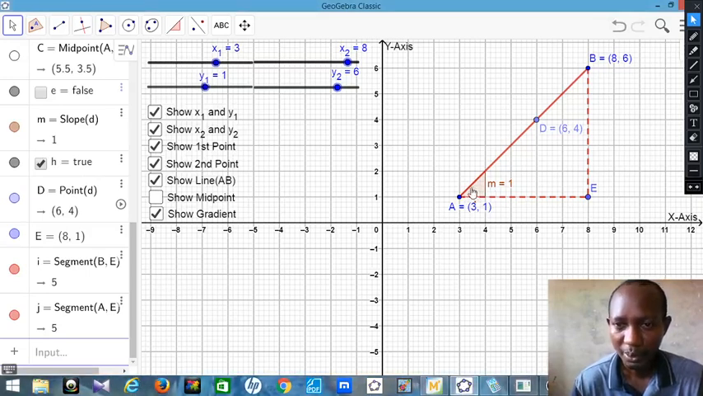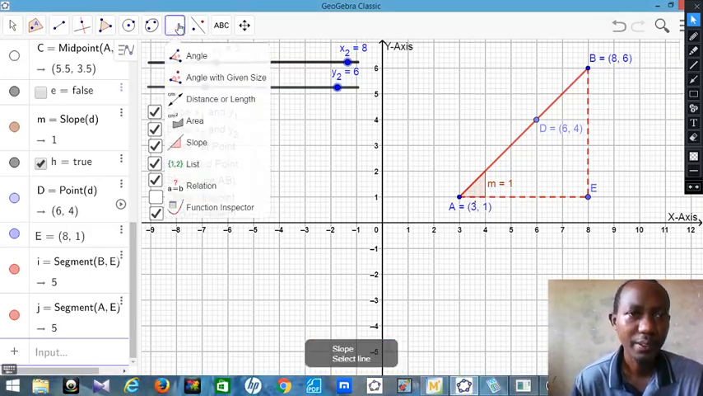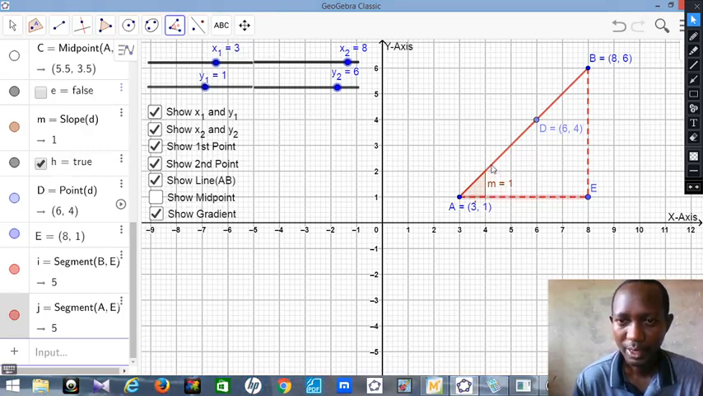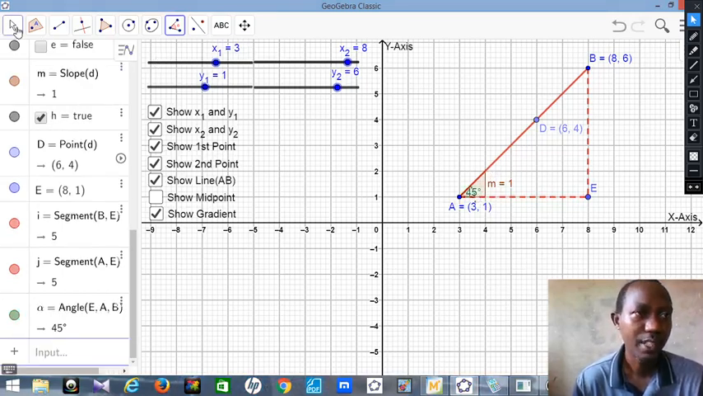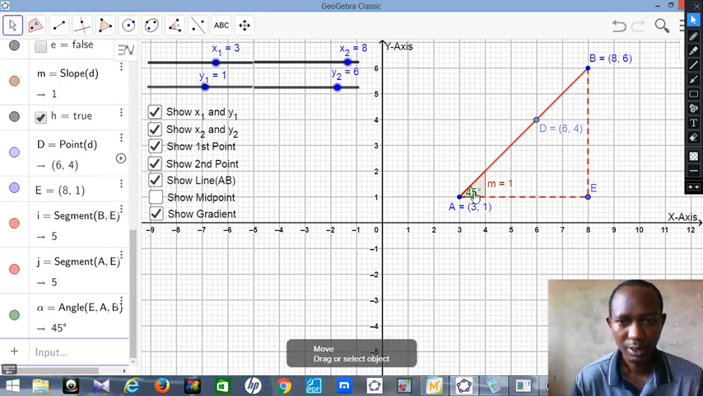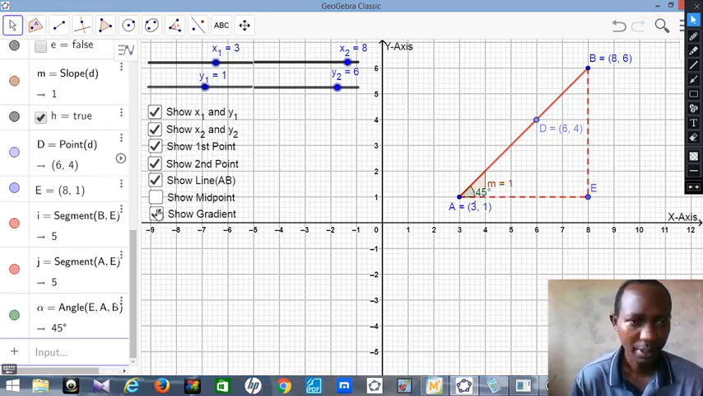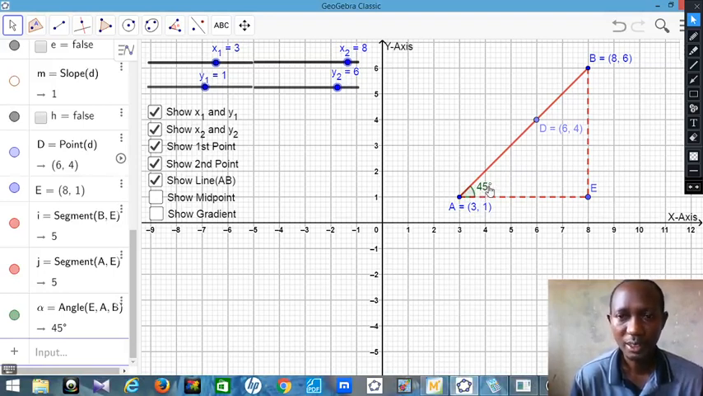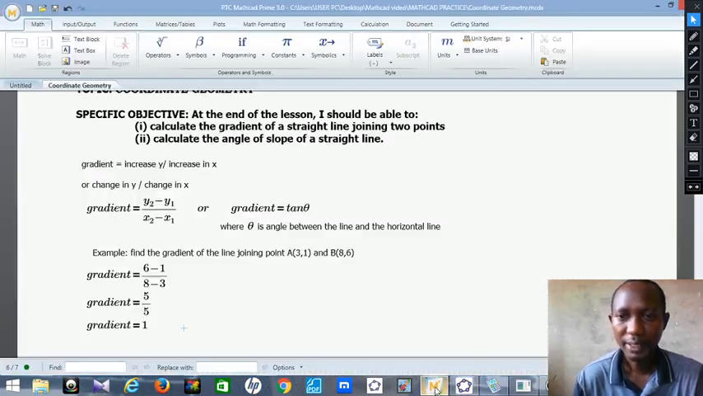Or if you know the angle, let me put this angle here. Let's see. If you know the angle there, let's get the angle. The angle between this line and this line, you can see the angle is 45 degrees. Let me hide my gradient. See, this angle is 45 degrees. So if the angle is given, just find the tan of this angle, you will still get the same thing. That is what we are talking about. So if I find the tan of the angle, I will get that.